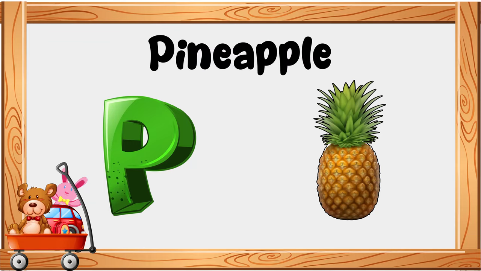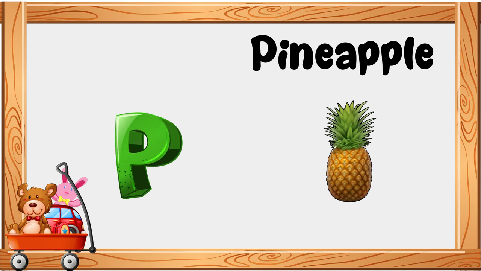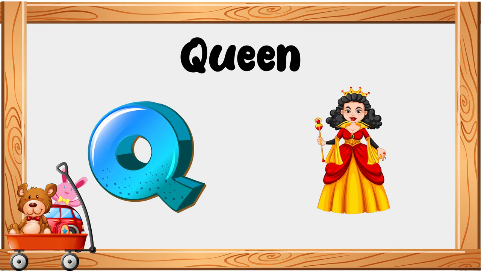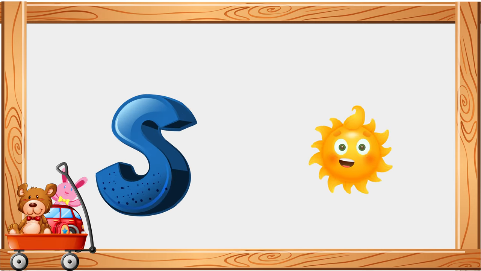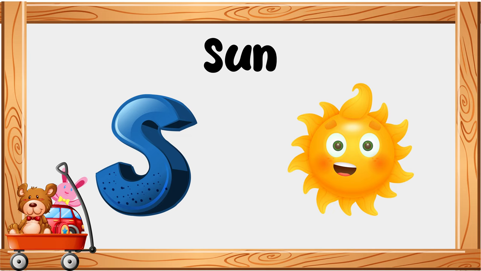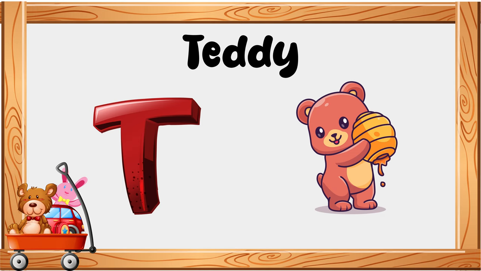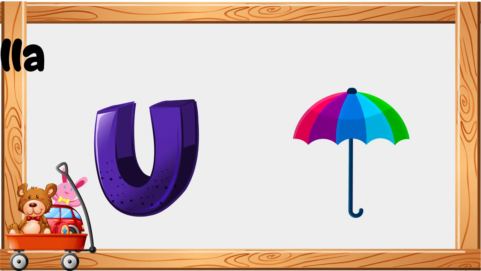P. P for pineapple. P. I. N. E. A. P. P. L. E. Pineapple. Q. Q for queen. Q. U. E. E. N. Queen. R. R for rabbit. R. A. B. B. I. T. Rabbit. S. S for sun. S. U. N. Sun. T. T for teddy. T. E. D. D. Y. Teddy.